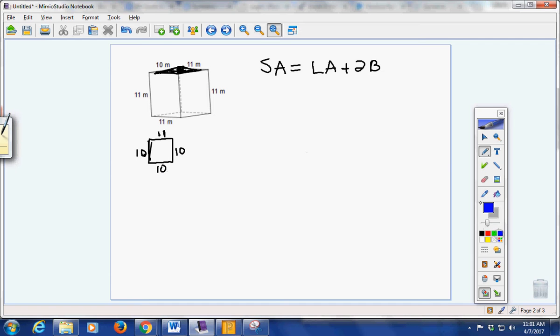Now, find each of these pieces. Remember, surface area equals lateral area plus 2 times the area of the base. Use your notes. We define what lateral area is. We tell you what this capital B is.